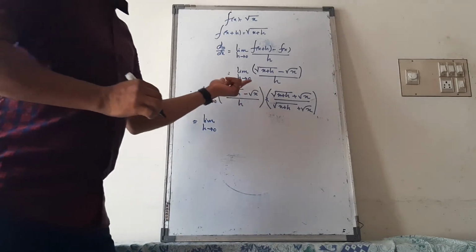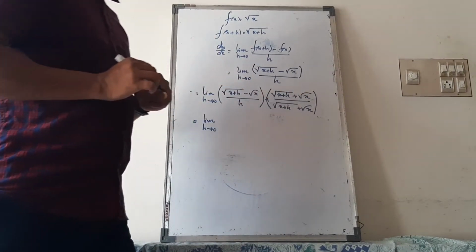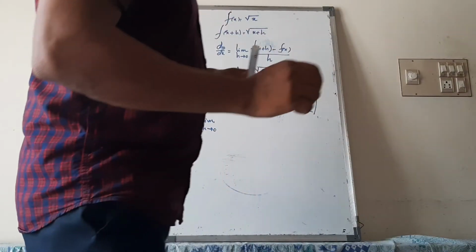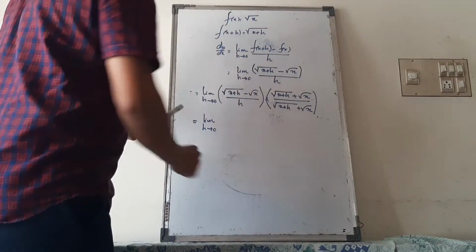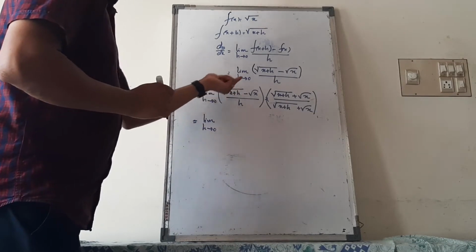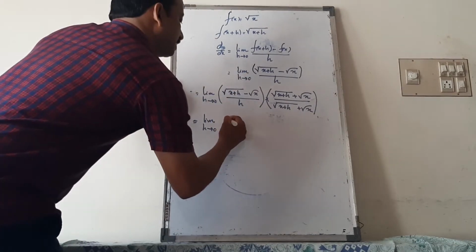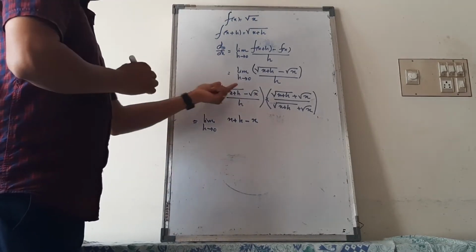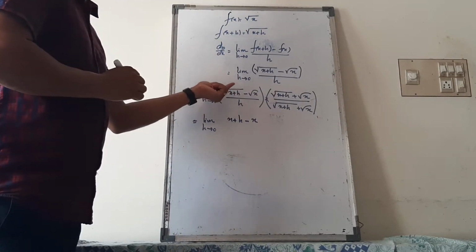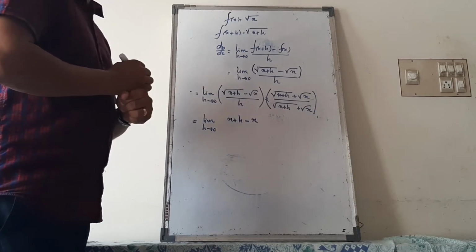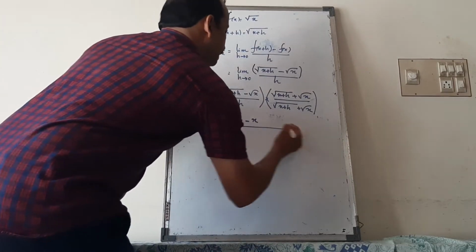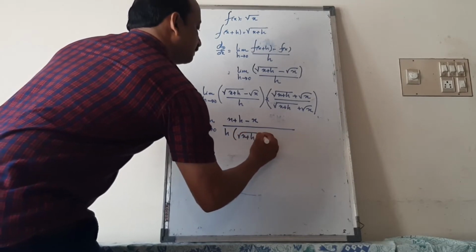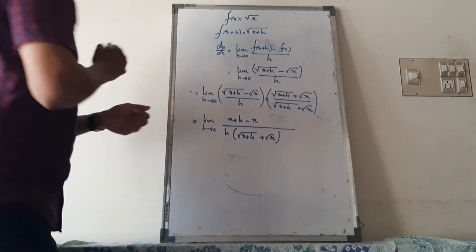The numerator is of the form a minus b into a plus b. You know, a minus b into a plus b is equal to a square minus b square. Therefore, root of x plus h the whole square minus root x the whole square is x plus h minus x, because root of x plus h the whole square is x plus h and root x the whole square is x. The whole divided by h into root of x plus h plus root x.